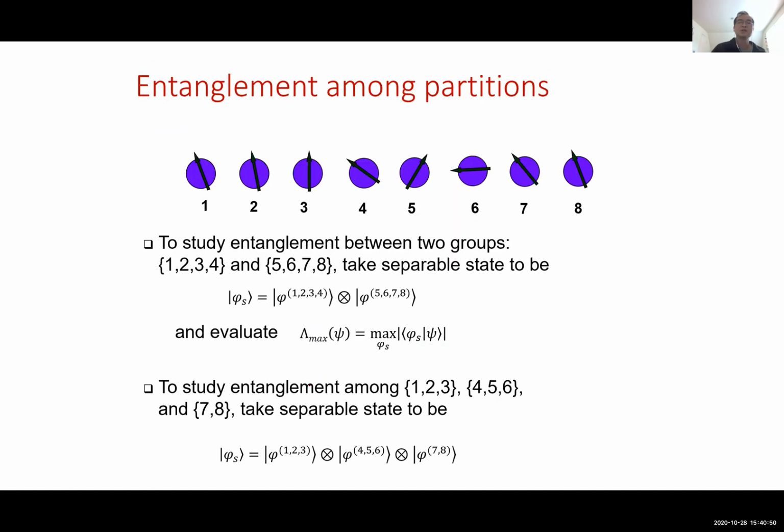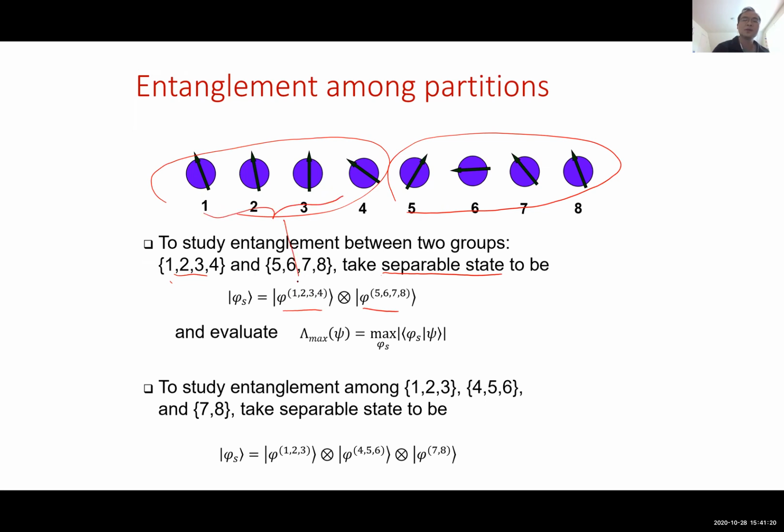But you could also discuss this in terms of different partitions. For example, you may want to study the entanglement between particles 1 to 4 and 5 to 8, and you can define your separable state to be just the product of the two groups. These 4 particles can be entangled among themselves in this definition, but not entangled across the groups. Then you can use this to study bipartite entanglement.